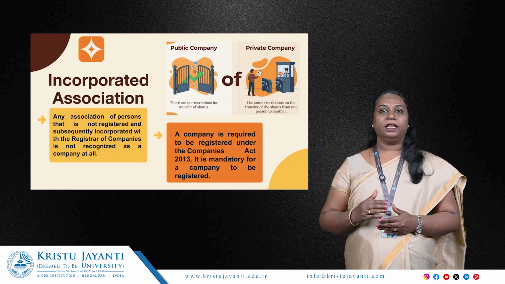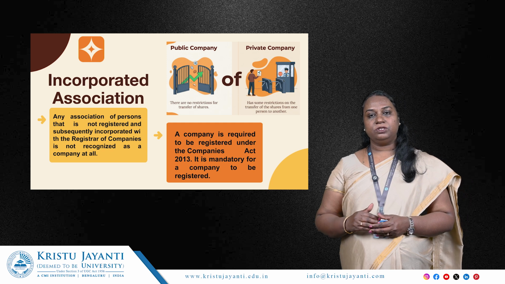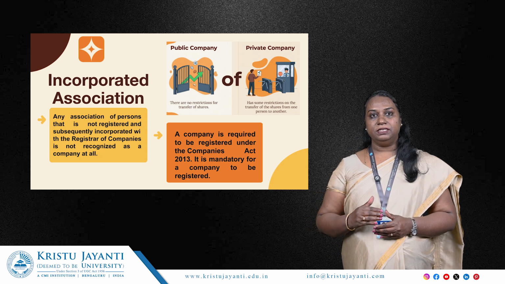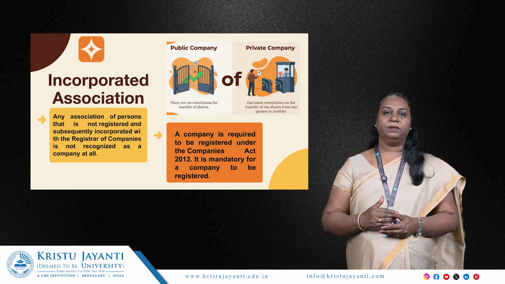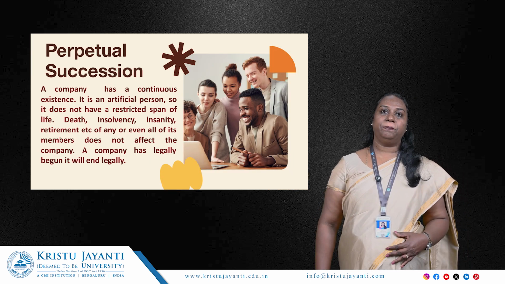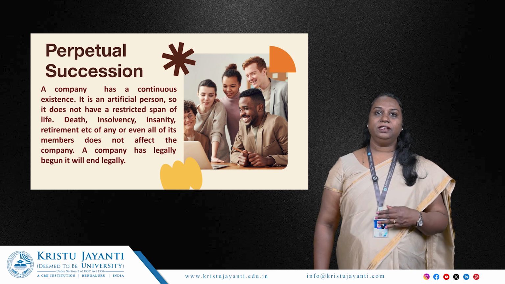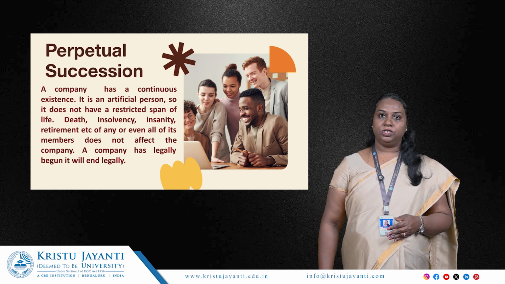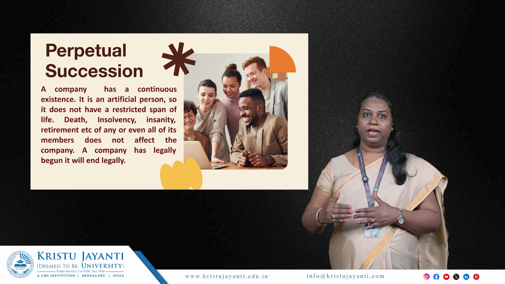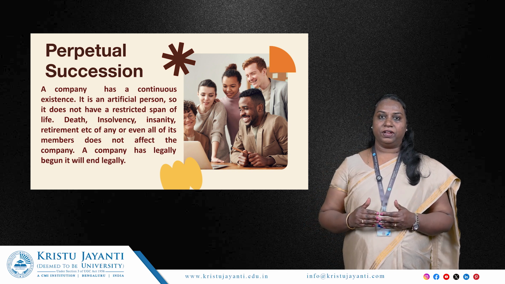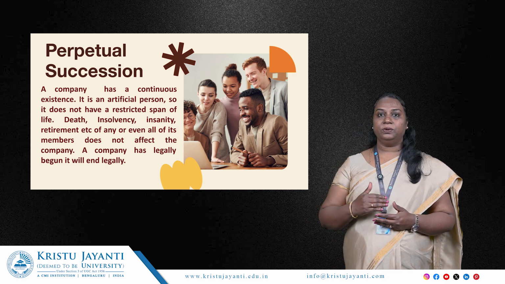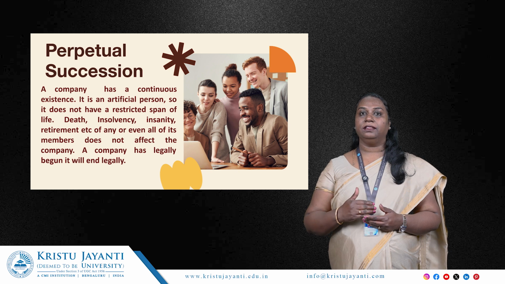Third feature is an incorporated association, which means to say that every joint stock company must be registered under the Companies Act. Hence, every joint stock company is an incorporated association. The next feature of a joint stock company is perpetual succession, which means continuous existence. This is a very good feature of a joint stock company wherein company is legally started and they come to an end also legally. It does not get affected by the change in the members or the death of the members. It has a continuous existence unlike the sole trading and the partnership concern.